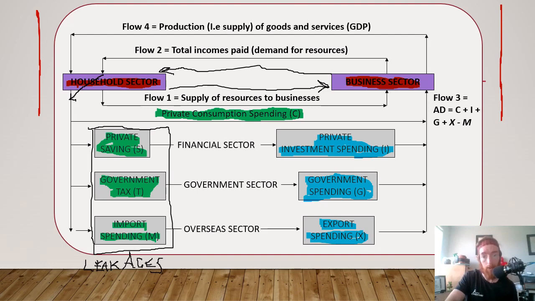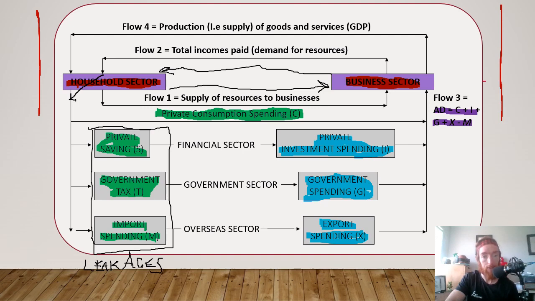We end up with what we call the aggregate demand equation, which is aggregate demand is equal to consumption plus investment plus government spending plus exports minus imports. And that gives us a dollar value for the overall amount of expenditure, the total value of expenditure in the economy. You might notice from that equation that we are ignoring two of these.